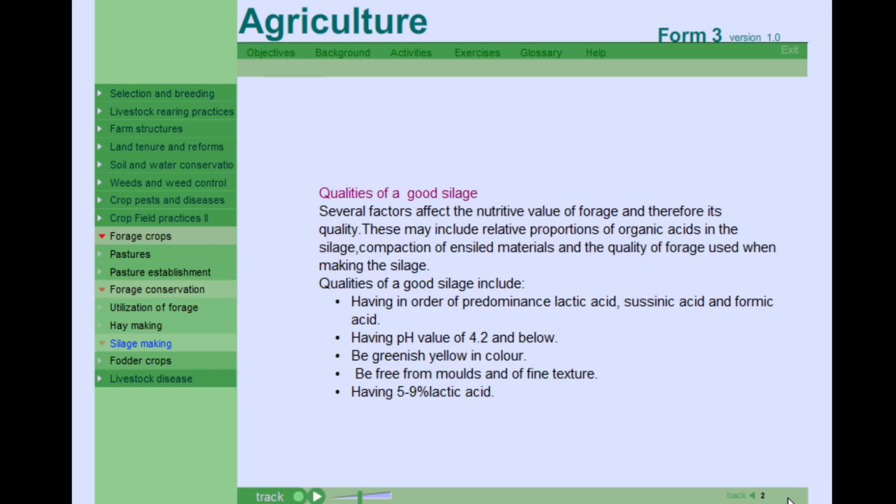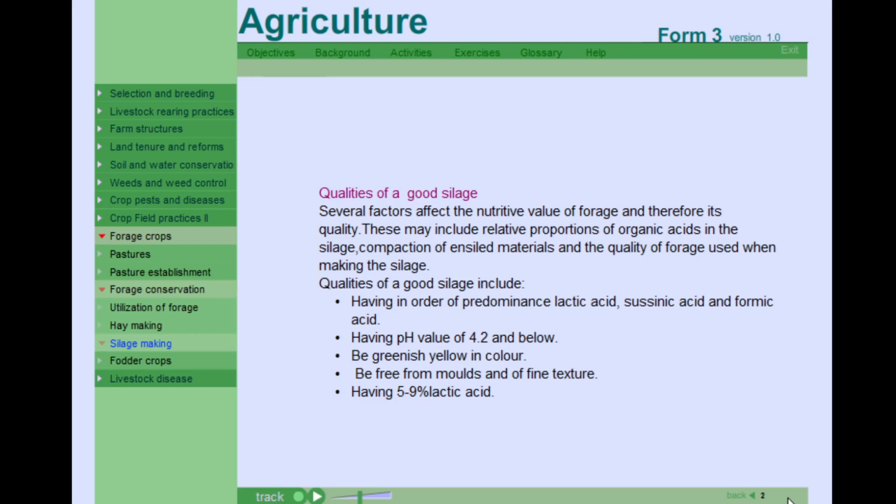Qualities of a good silage. Several factors affect the nutritive value of forage and therefore its quality. This may include relative proportions of organic acids in the silage, compaction of ensiled materials, and the quality of forage used when making the silage.